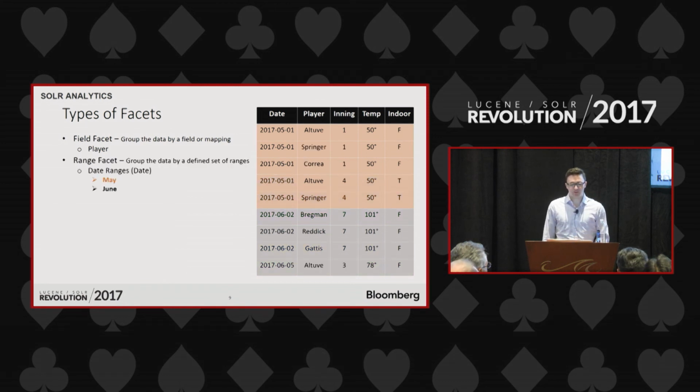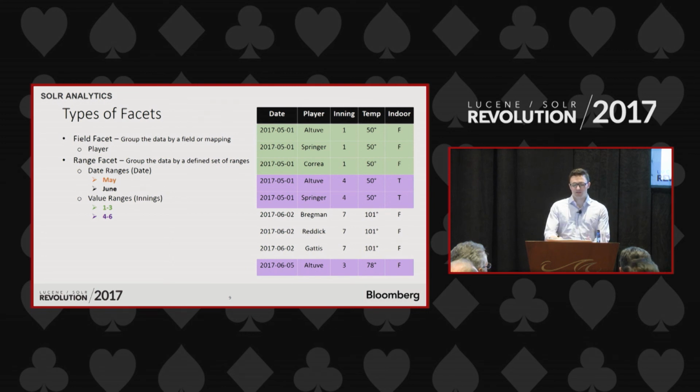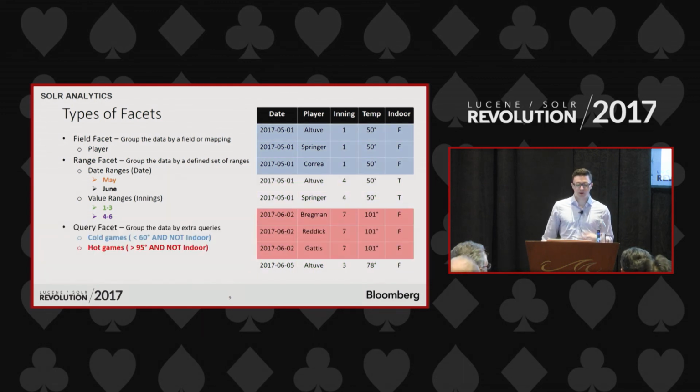It works very similar for range facets. You can do date ranges, or you group the data by given sets of ranges, as well as value ranges, such as innings. As you can see, not all of the data has to be represented in this facet, and that data is just ignored when calculating the results. We also have query facets, where you can give additional queries and group the data by that.